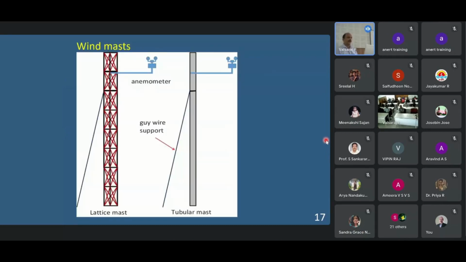Now I'm coming to wind masts. Wind resource assessment as well as wind forecasting requires collection of wind data at the required height. In the wind energy industry, it is normally done using wind masts. Different kinds of structures are possible. I have shown one lattice mast and a tubular mast. On top of it, anemometers and many other sensors will be connected, and we will take the data. That is how wind resource assessment is done.